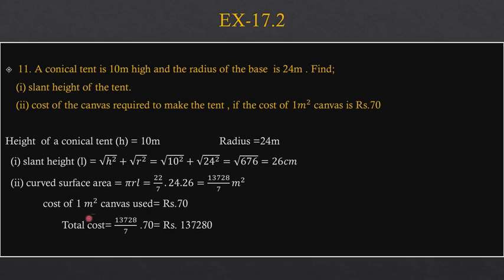So the cost of 1 meter square we know is rupees 70. So the cost of 13,728 will be 1,37,280 rupees. So I've just brought the first basic numerical from the topic cone.